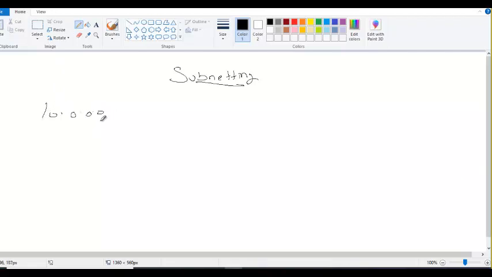10.0.0.0 is one network. What is the mask for this network? Can you please tell? /8. You can also write it as 255.0.0.0. Breaking down this large network, the 10 network. Of course, it's a large network. You can have millions of IP addresses from this 10 network. Breaking down this big network into small networks is what subnetting is.